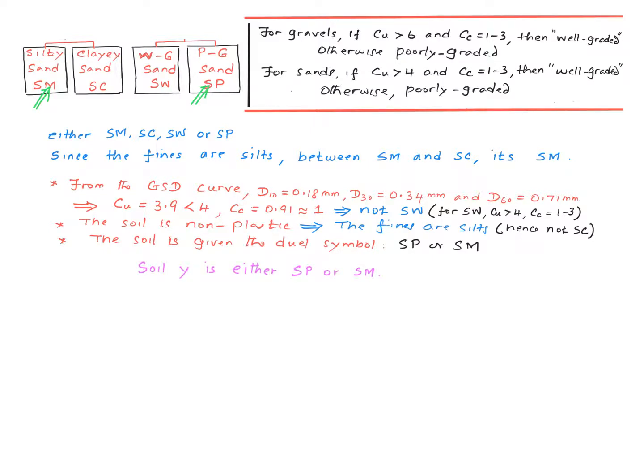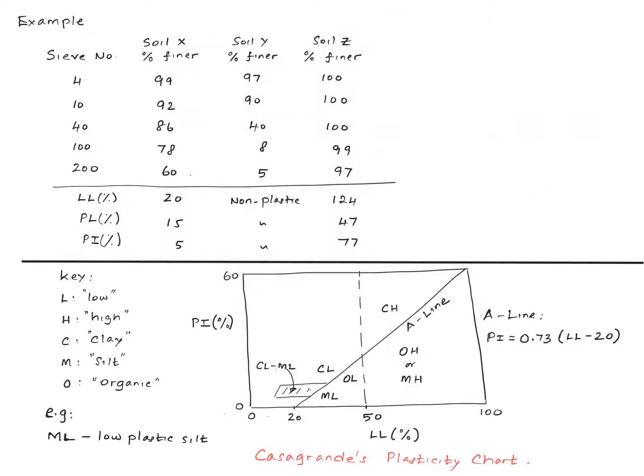Now, let's go ahead and work on soil X and soil Z. So now let's work on soil X. The percentage passing number 200 is 60. And therefore, this is definitely a fine-grained soil. So all we have to do is to take the values of the liquid limit and the plasticity index and plot a point in the Casagrande's plasticity chart. So when I did that, it plots right in this region, and therefore the soil is CL to ML.